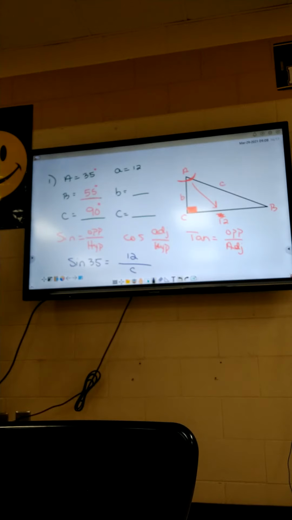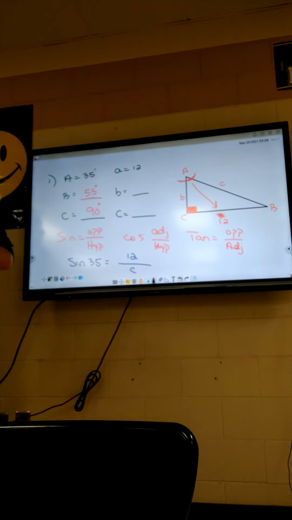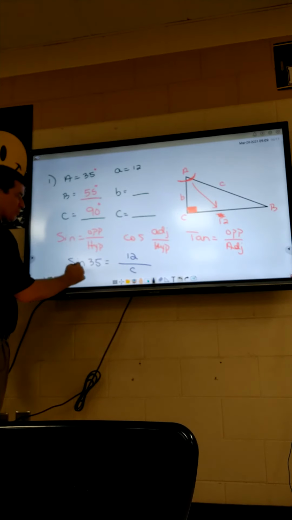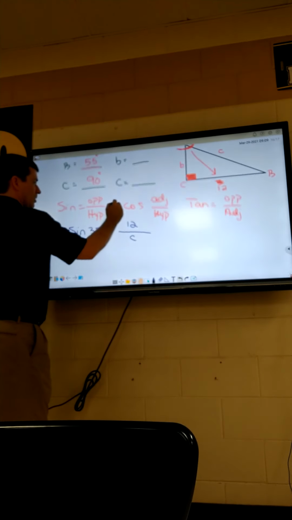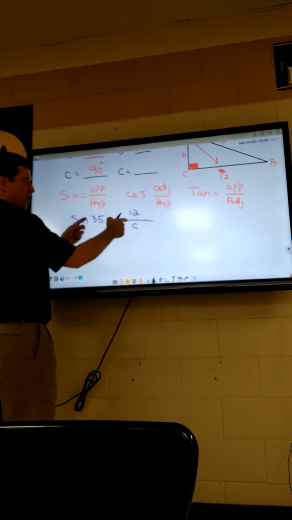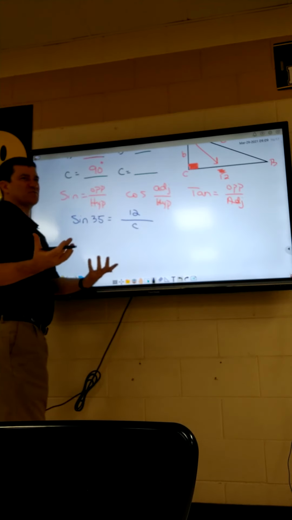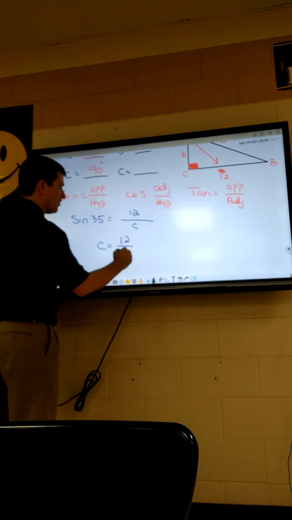Now this is our equation we're going to use to answer the problem. Anybody got a question where I got any of those numbers from? You should. Now for us to be able to work this out, we would have to cross multiply. I'm going to show y'all a shortcut. Anytime your c is on the bottom or your x is on the bottom, we're just going to trade places with these two. When you cross multiply, that's what's going to happen. So c equals 12 over sine of 35.